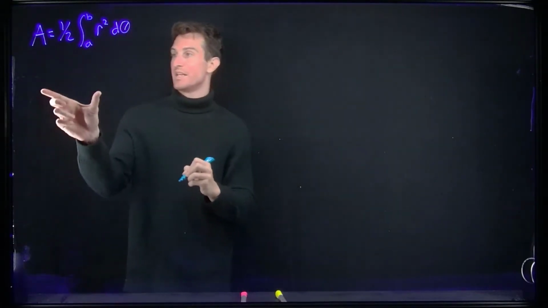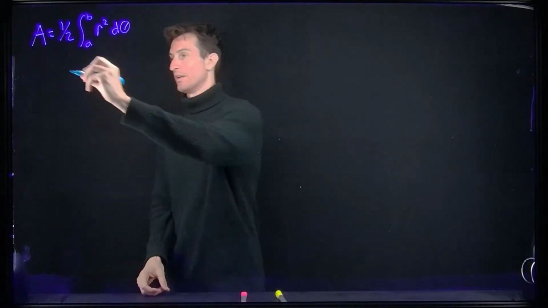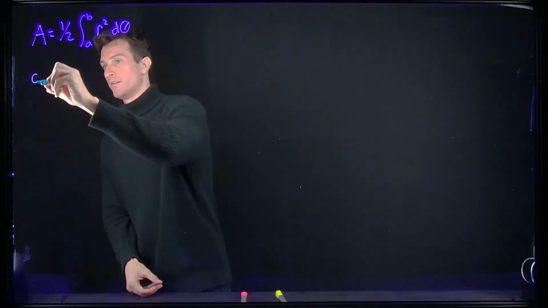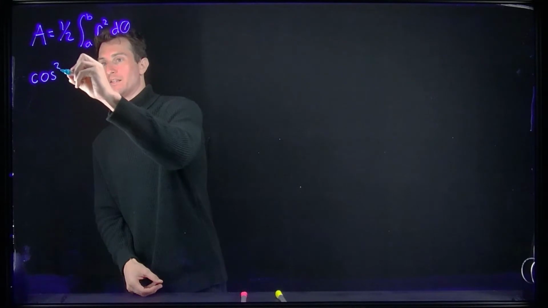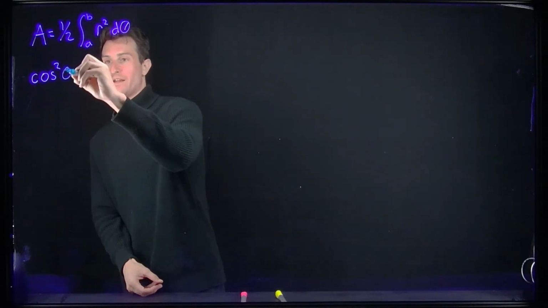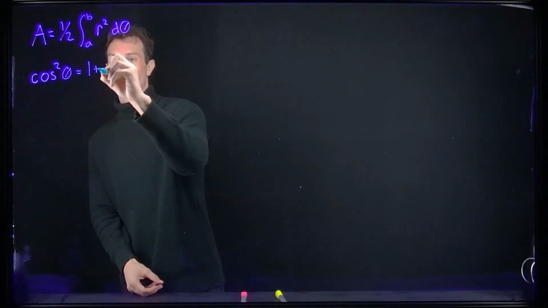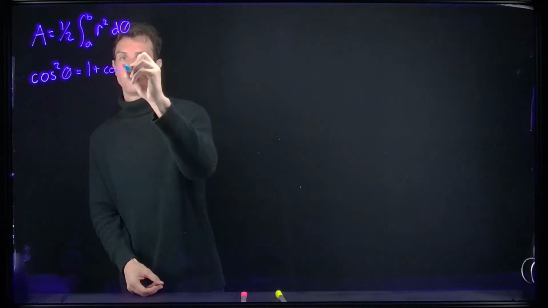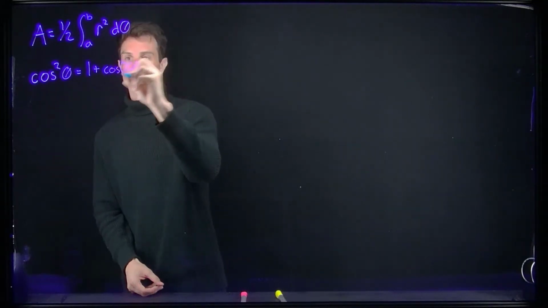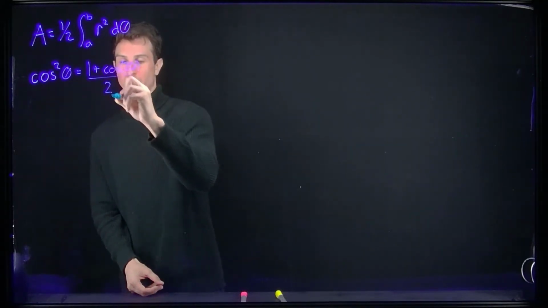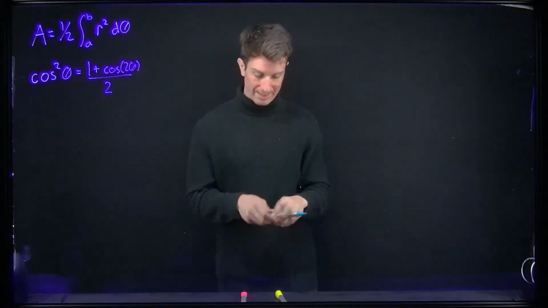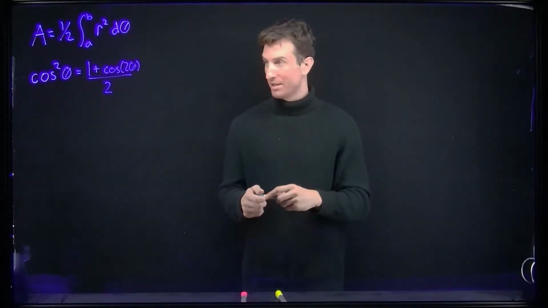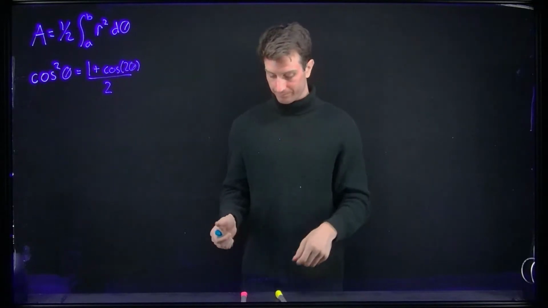And I'm going to introduce the other trig identity that we're going to need here. I'm trying to get away from being exactly behind this. Cosine squared of theta is going to be equal to 1 plus cosine 2 theta over 2. So this is the other trig identity. We have the sine one. Here is the cosine one.